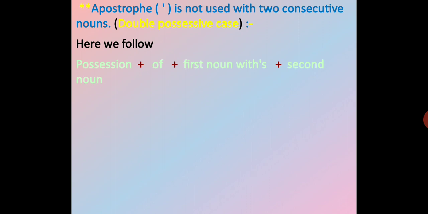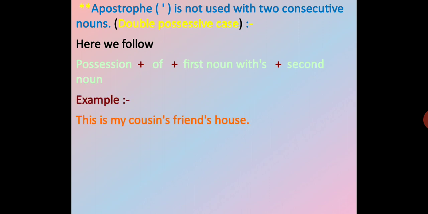Before this rule, we learnt that if we use two different words for a person, then we use apostrophe s with the second noun of the sentence, right? But here two different nouns are continuously together in the sentence. Then what can we do? Let's see and understand with the example.